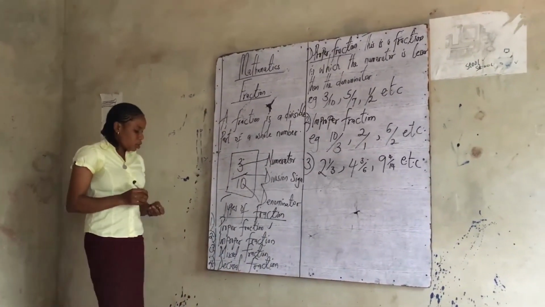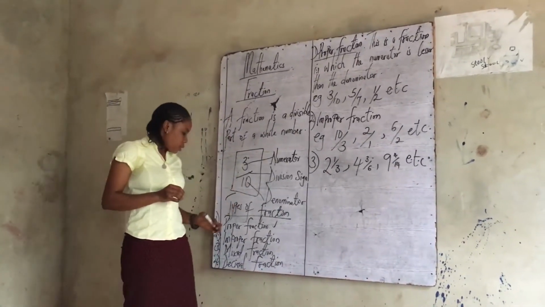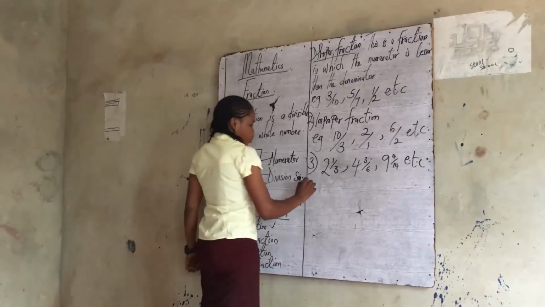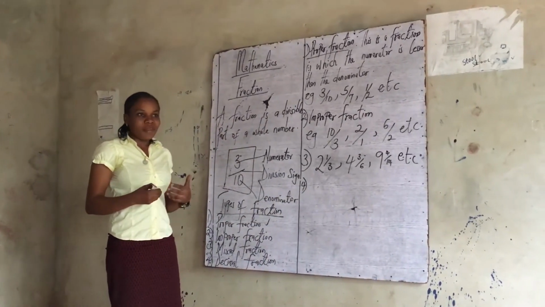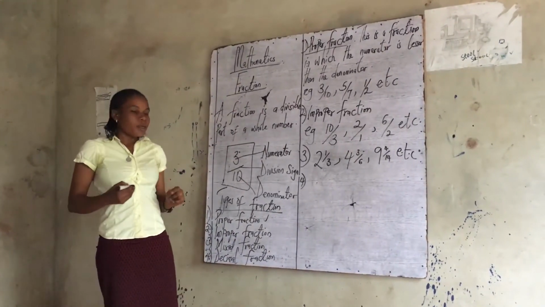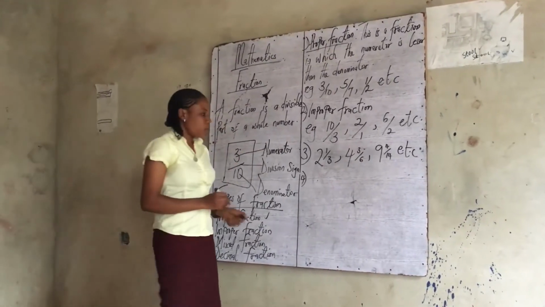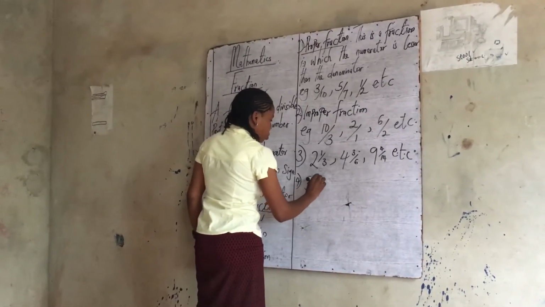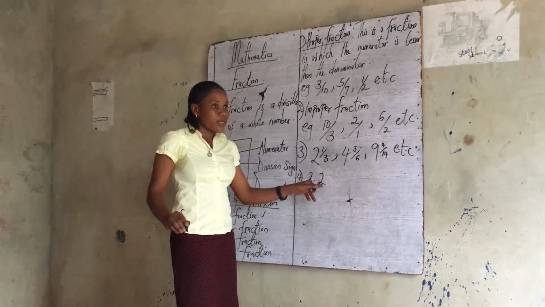Now the last but not least, which is the decimal fraction. I said that it's a fraction that has decimal points. The decimal point can be in one decimal place. Now, a decimal place is that number immediately after the decimal point. For instance, 3.2. This is one decimal place.